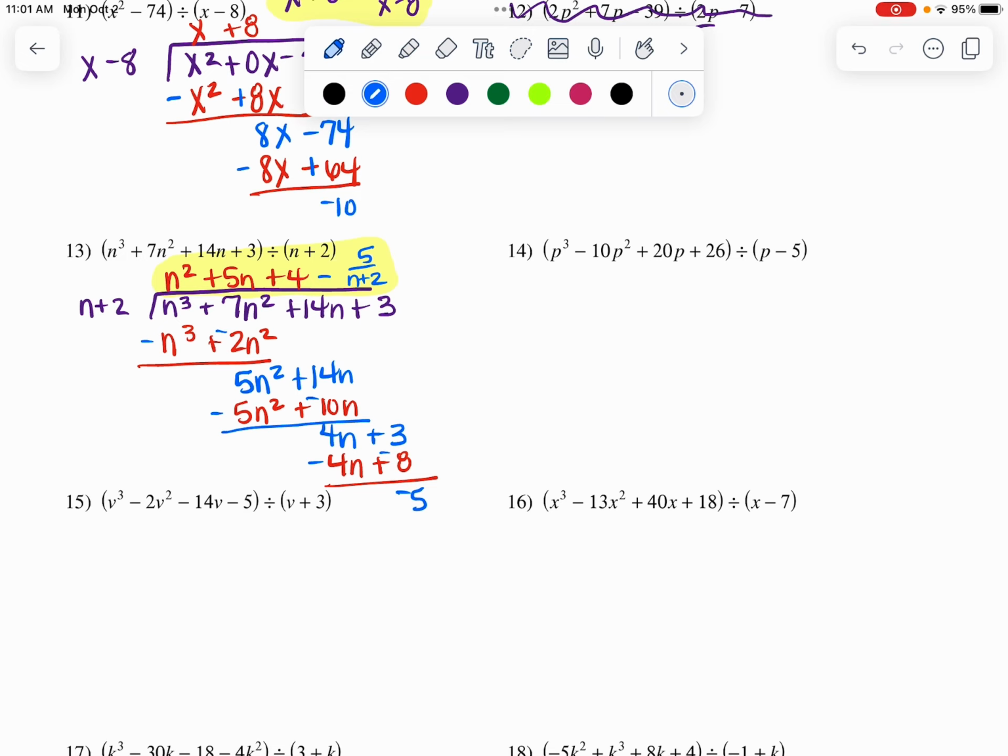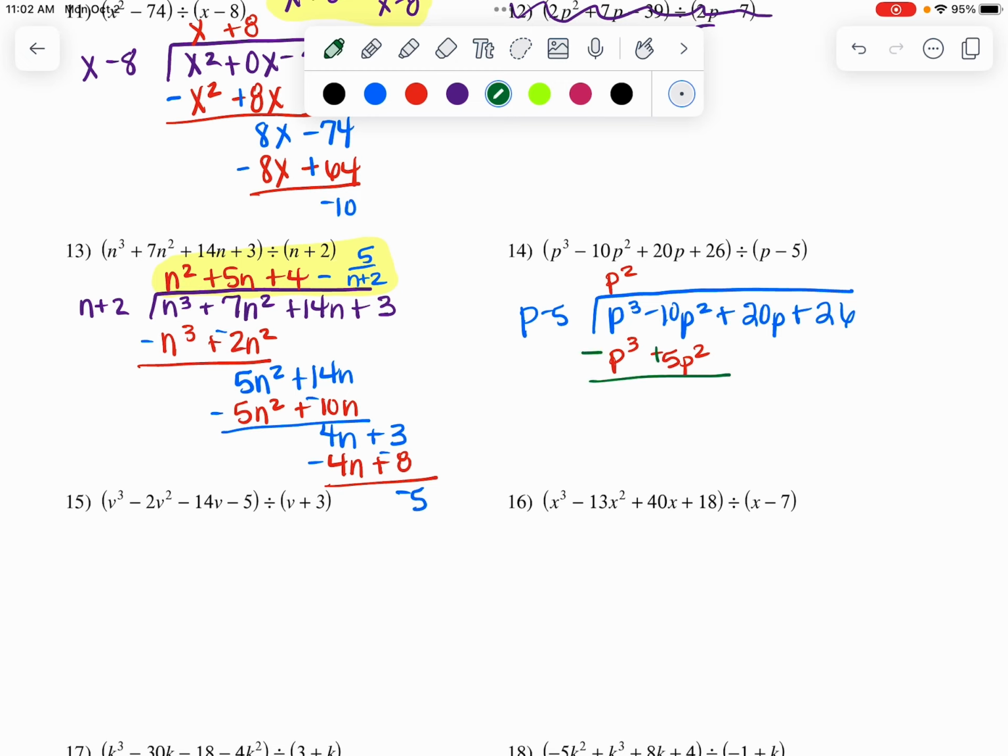14. We get what? p minus 5 goes into, this is another long one, p to the third minus 10p squared plus 20p plus 26. All right, so I need a p squared here so that I get p to the third and then minus 5p squared. Again, watch out with your subtraction because that's going to make that a positive 5. So there'll be a negative 5p squared, negative 10 plus 5. Bring down that 20.